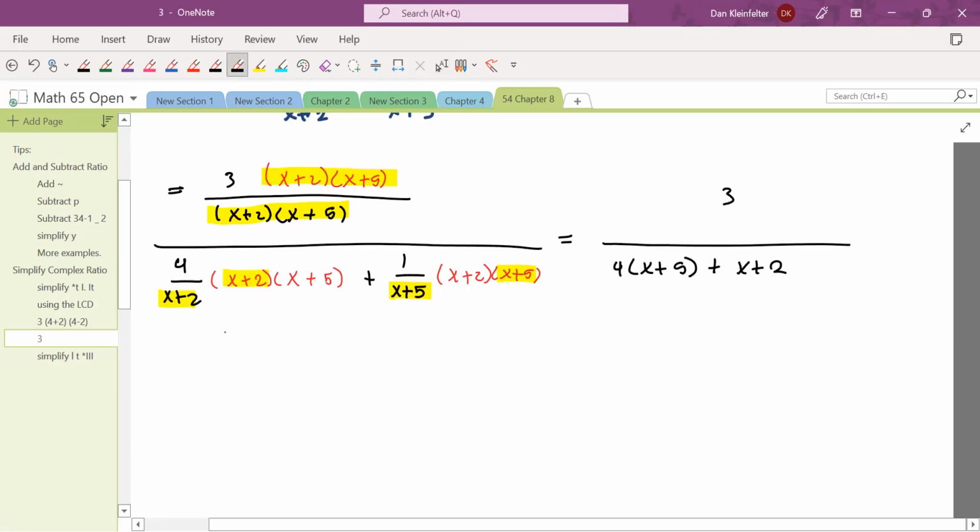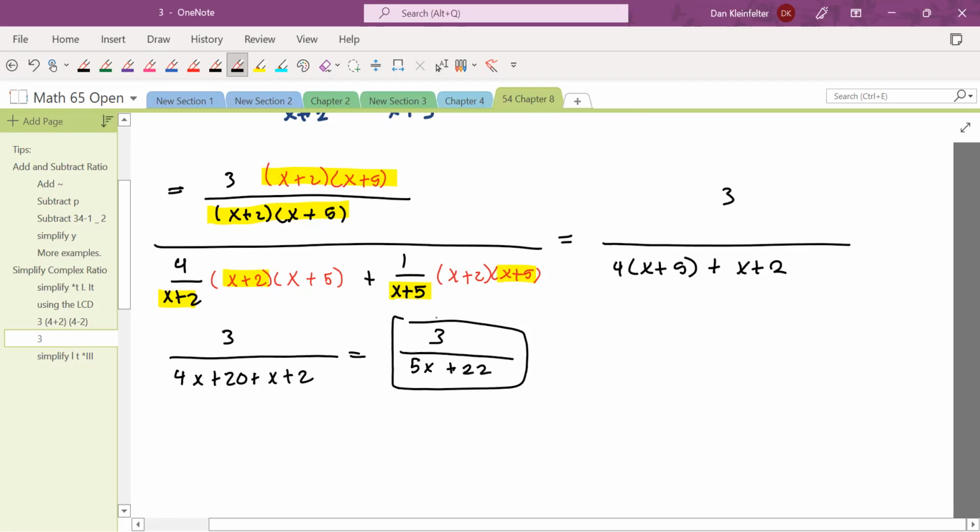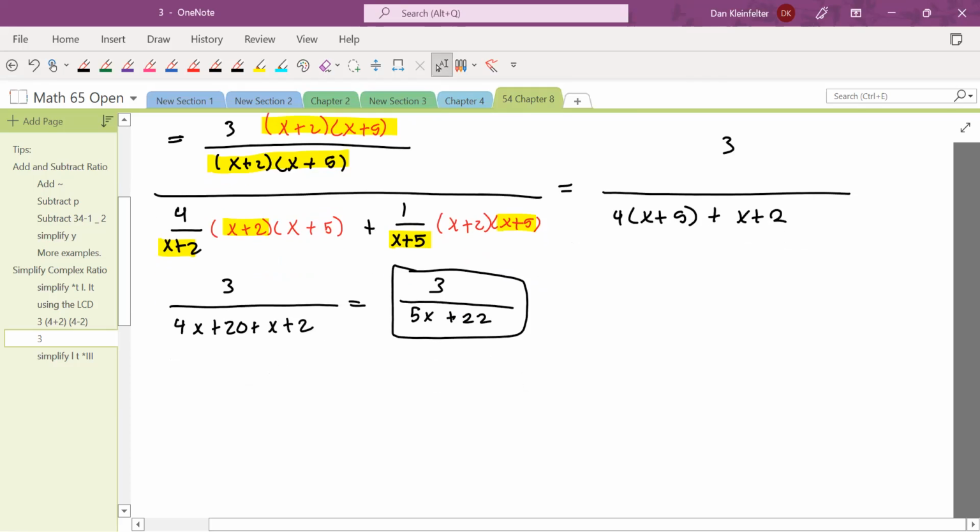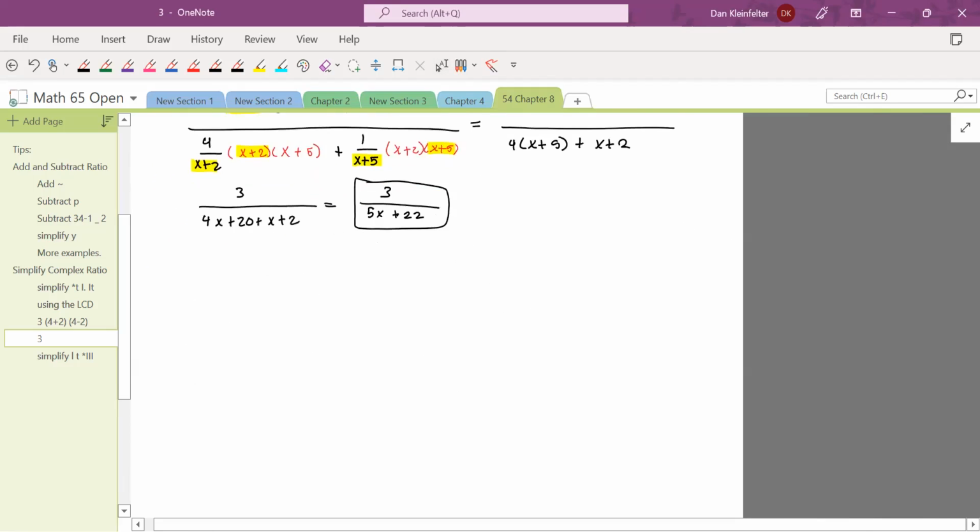Okay, so we're almost there. We just need to simplify this a little bit further. This will give us 4x plus 20 plus x plus 2. And that will be 5x plus 22. Okay, all right, so we have just one more example to do.